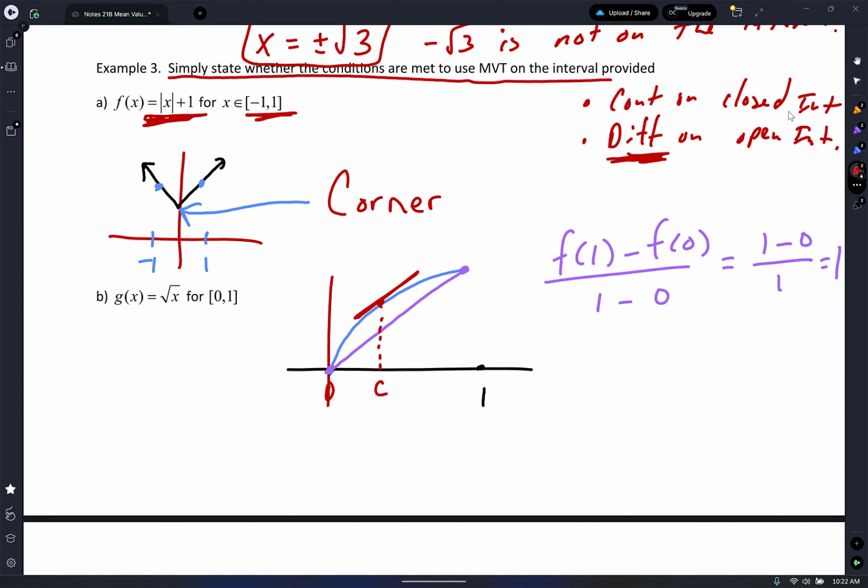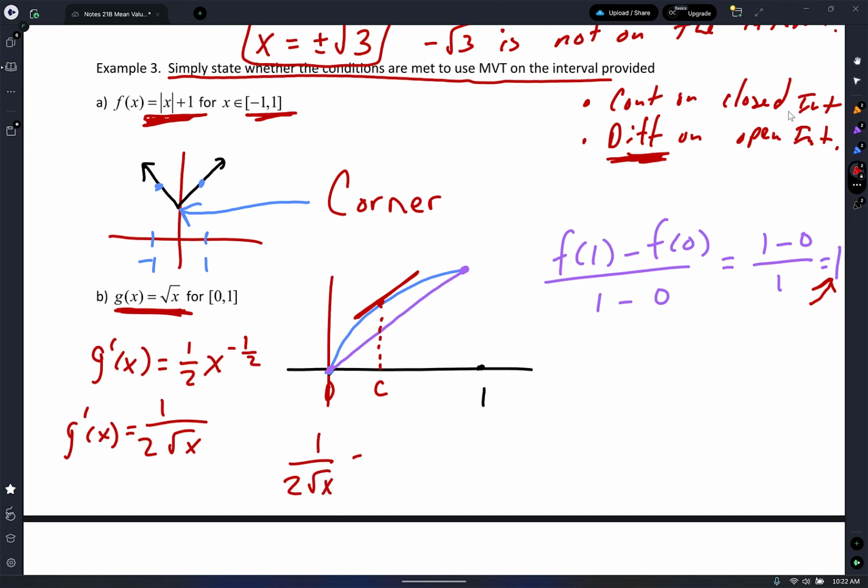We're going to find that x value. I'm going to call it c. So what do I do to find that c value? I want my instantaneous rate of change. How do I find the slope of a tangent line? Take a derivative. So I'm going to write g prime of x equals, what's the derivative of x to the half? One half, perfect. So 1 over 2 square root of x. Are we okay so far? I'm going to set this equal to my average rate of change. What was my average rate of change? 1. So 1 over 2 square root of x equals 1.